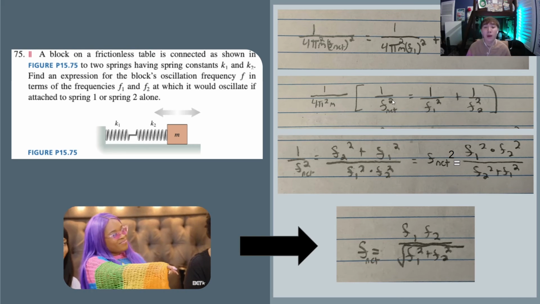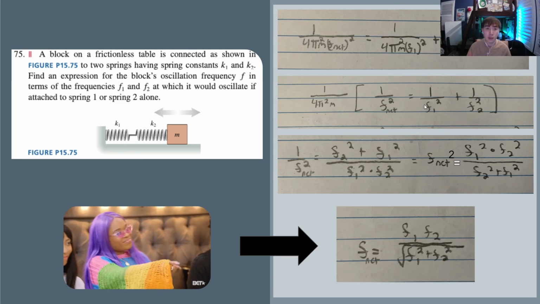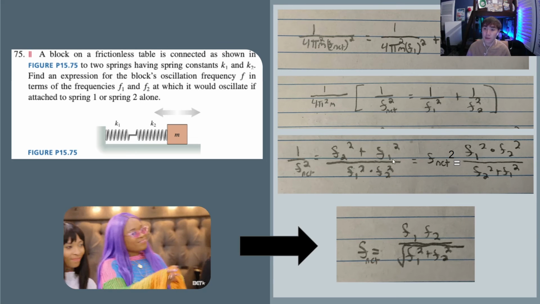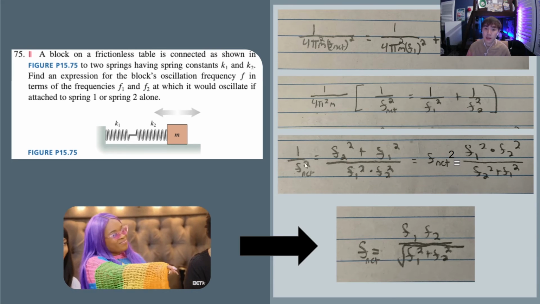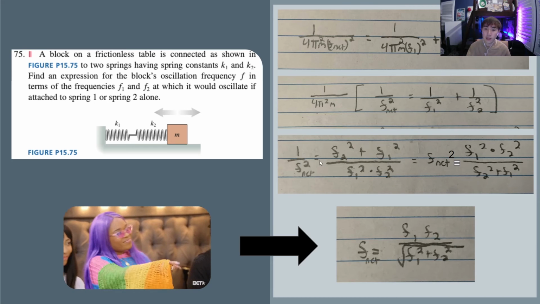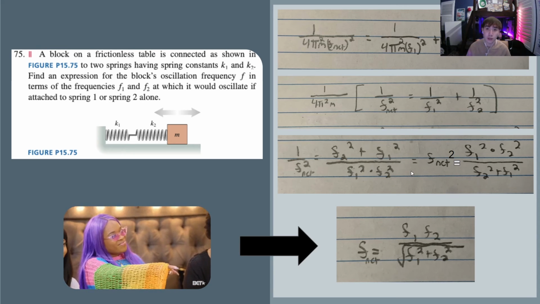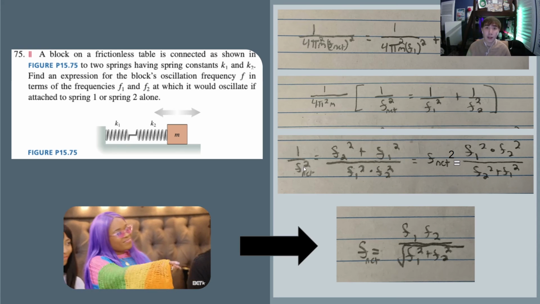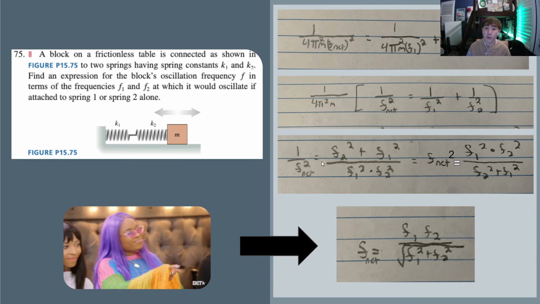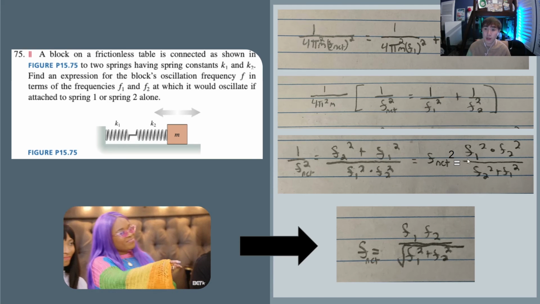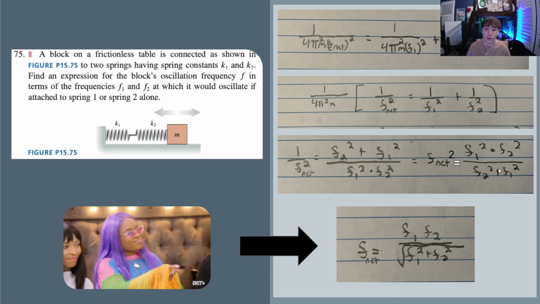At this point, we're just moving around the variables and simplifying everything. So what I did is I multiplied the denominators, F1 and F2, leaving us with 1 over F net squared equals F2 squared plus F1 squared over F1 squared times F2 squared. And then, since we're trying to find F net, we just flip the fraction around, leaving us with F net squared equaling F1 squared times F2 squared divided by F2 squared plus F1 squared.